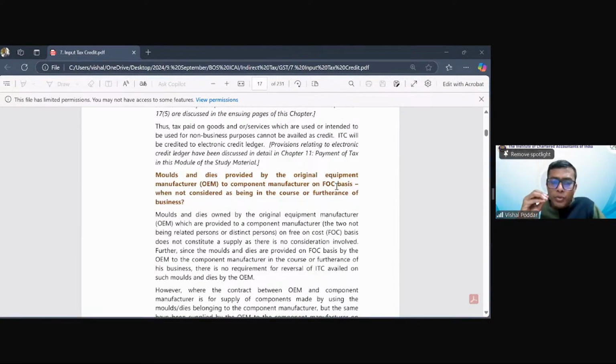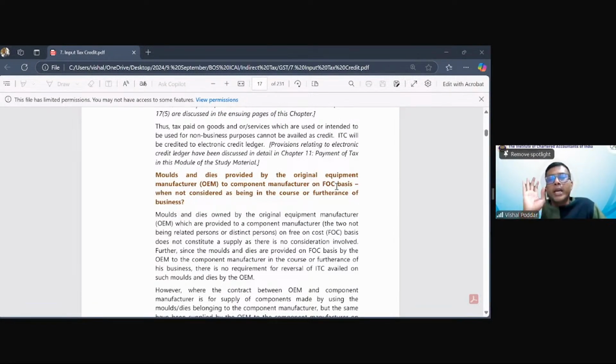Because when it says use for business, it does not mean that I should use it myself. Even if I am giving it to you, you are using it in the making of a component, and the component is finally coming to me for being used in my final product. So indirectly also, that mold or die is getting used in my business.